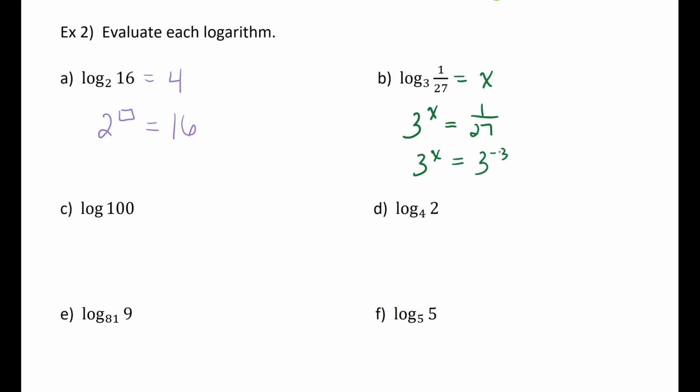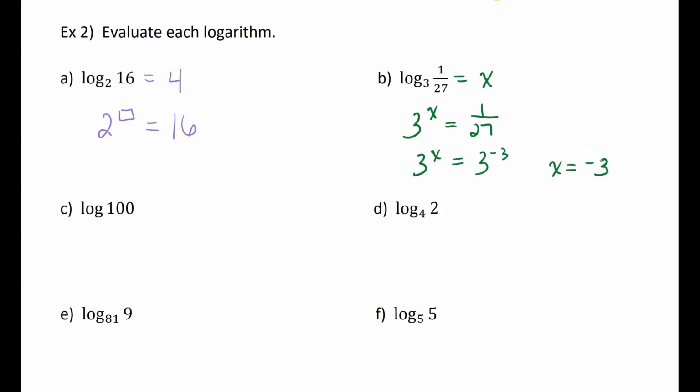Negative 3. And again, you don't have to do that step if you see that 3 to the x is equal to 1 over 27 and you already know, oh, well, it's negative 3. That's fine. There's no reason to do this step. So here we are. X is equal to negative 3.